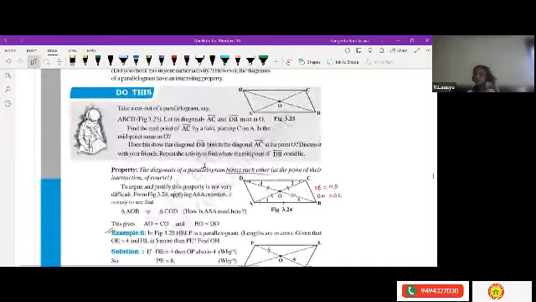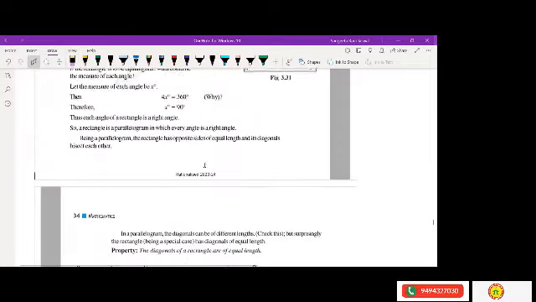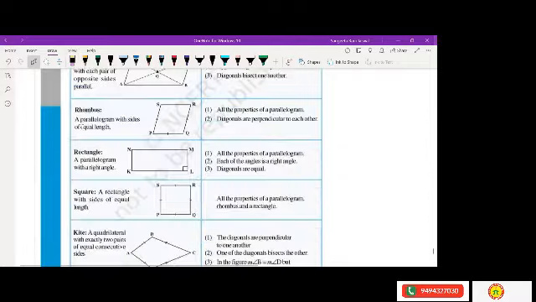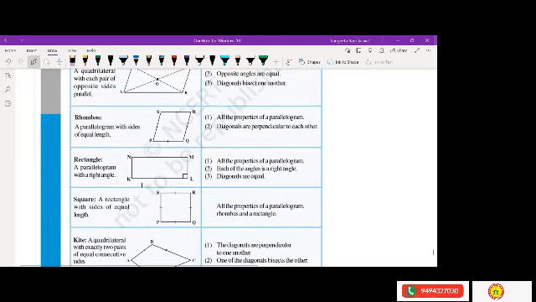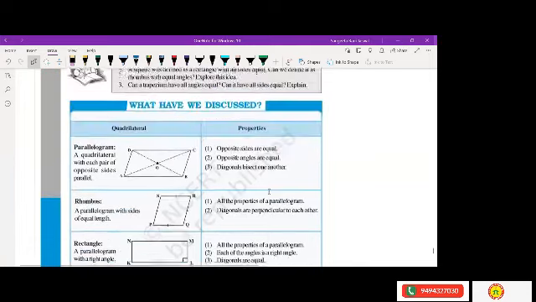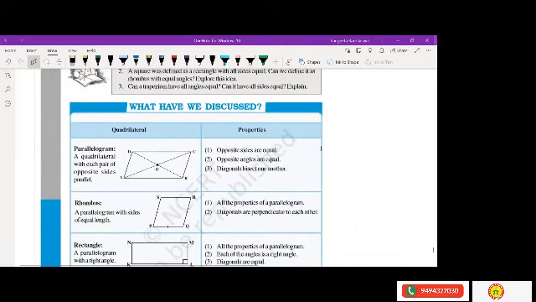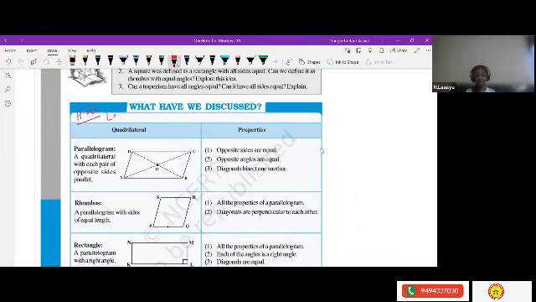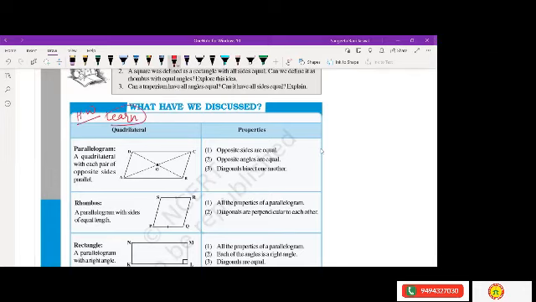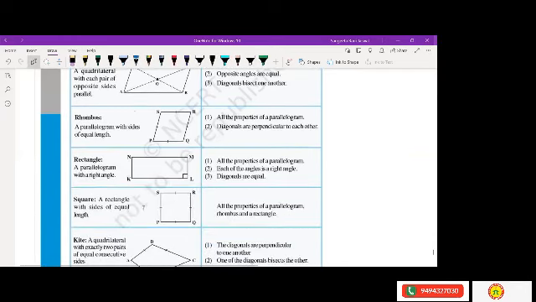And at the end of the chapter, when you see your book, you have the properties written of all the quadrilaterals. You have all the quadrilaterals here and all these properties are here. So please learn all these properties. This is your homework for today, to learn and keep it in your mind so that when we solve the exercise part, it will be of great help. So this is your homework for today, to learn the properties of these quadrilaterals.